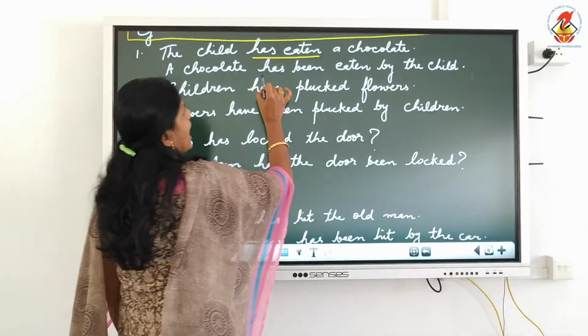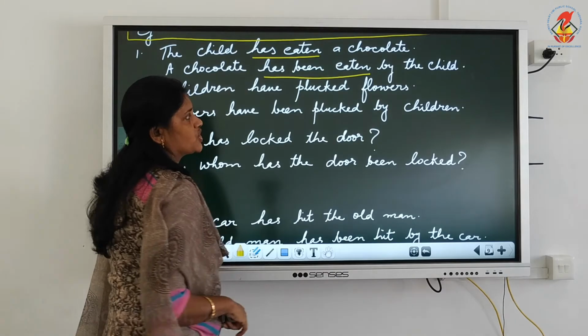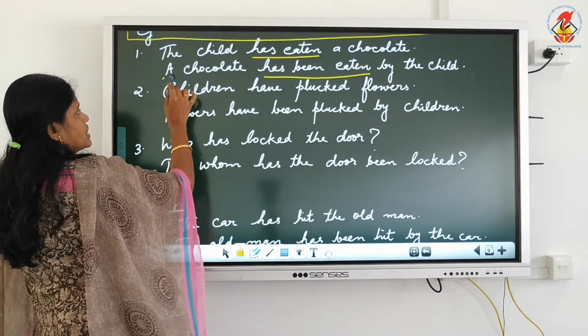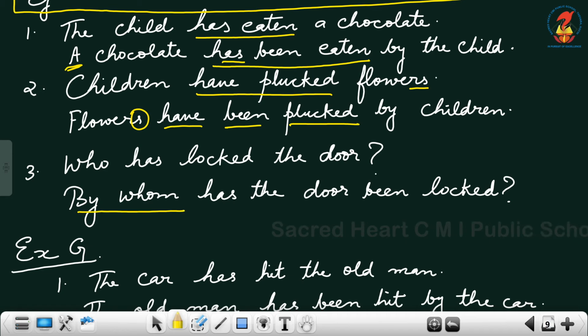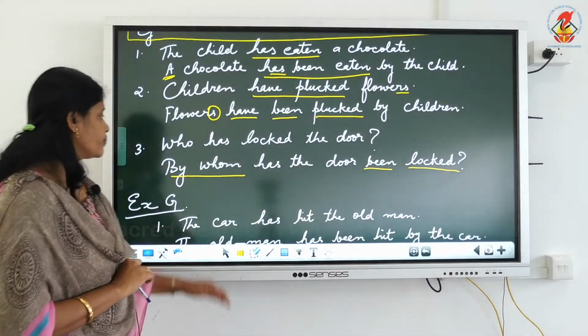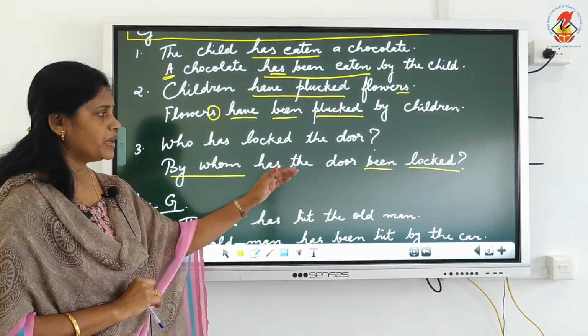A chocolate has been eaten by the child. A chocolate, only one chocolate. That's why we have used the word has. Children have plucked flowers. Have plucked, and it is flowers, plural. Flowers have been plucked. As it is plural, we have used have. If it is singular, we will use has. Who has locked the door? By whom has the door been locked? In interrogative form, by whom has the door been locked?